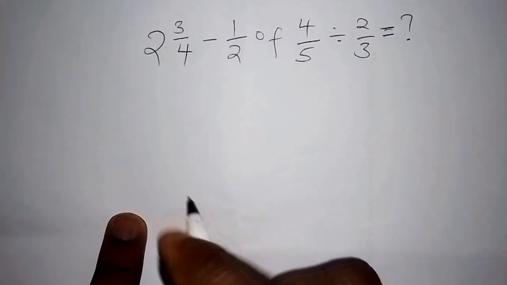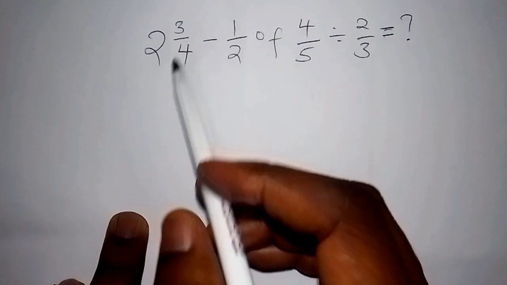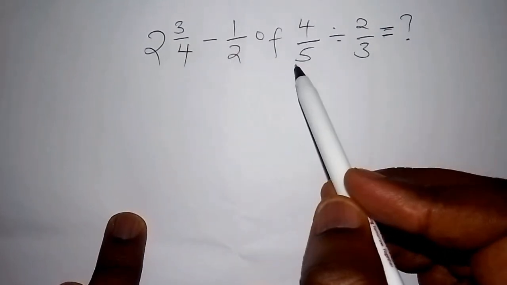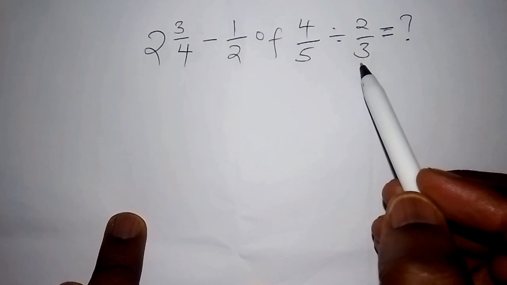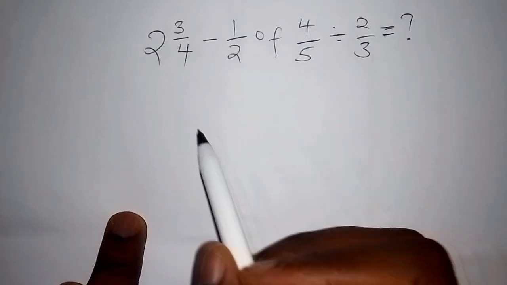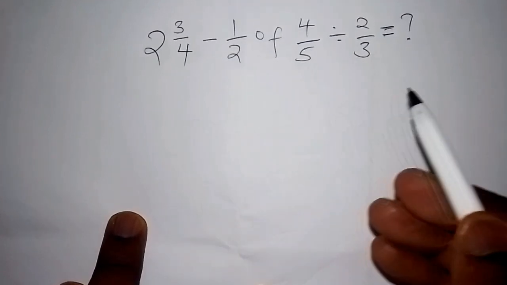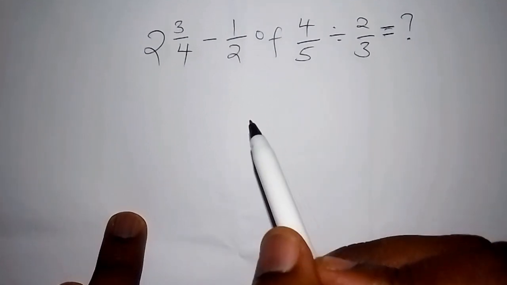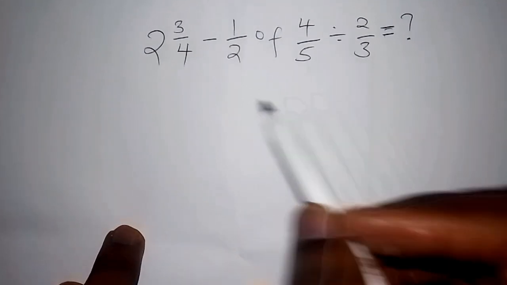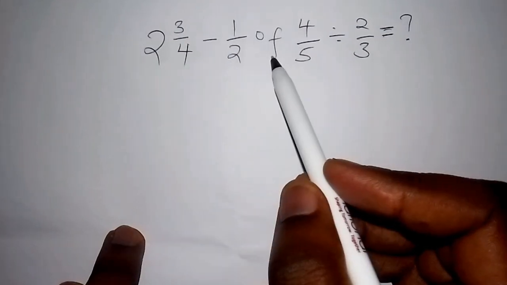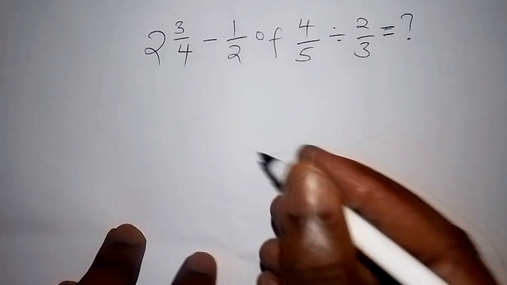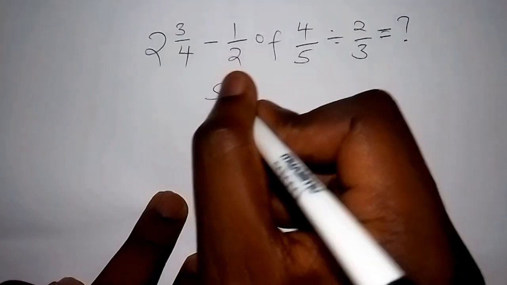So let's start. We have 2 and 3 over 4 minus 1 over 2 of 4 over 5 divided by 2 over 3. This one is a fraction. How do we work out this fraction? What's the solution? Before we work it out, we have some of the operations that we need to check. We have the subtraction, we have of, then you also have division. What does this one mean? Let's now kick start with the solution.